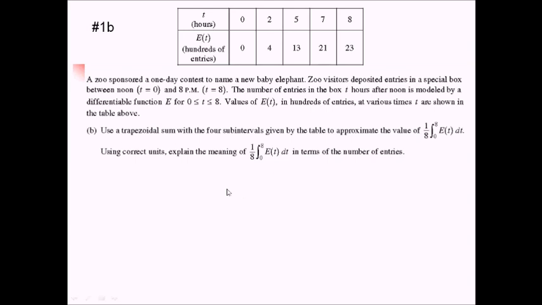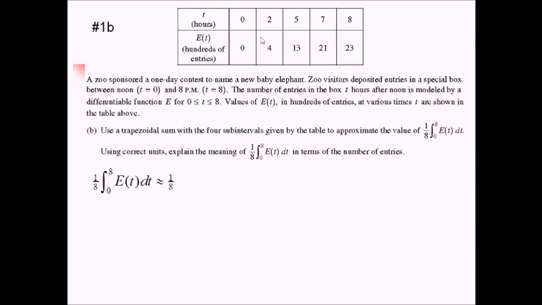For this problem part, they're telling us to use a trapezoidal sum with 4 subintervals given by the table to approximate the value of 1/8 integral from 0 to 8 of E of t. And then, using correct units, explain what we just did. All right, so let's do the approximation first. I'm going to write that this equals approximately 1/8, and then the rest of this I'll do in a sec. Note that I'm writing squiggly equals here because this is not the exact value. This is an approximation. So now that I've established that, let me launch into my trapezoidal sum.